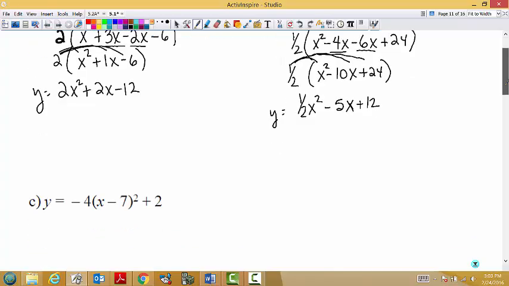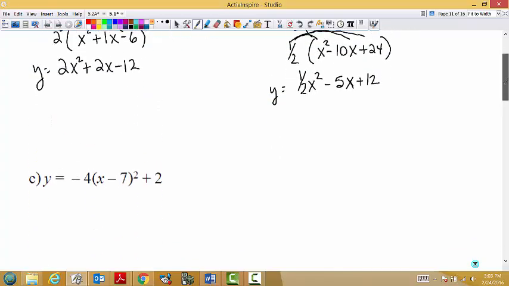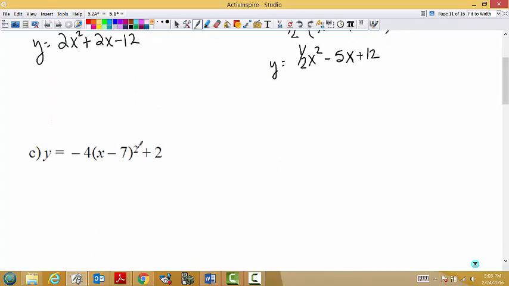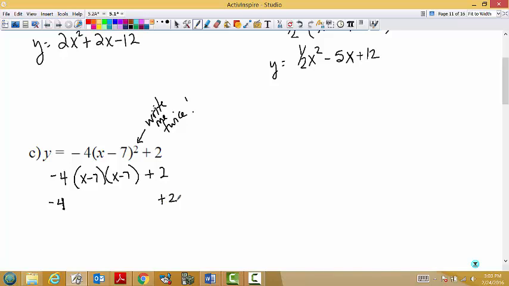Okay, let's go ahead and do C. Alright, this one is similar to what we just did a second ago with the squared. When you see that squared means write me twice. Okay, so I bring down my negative 4. I'm going to write the x minus 7 2 times and bring down the plus 2. The negative 4 and the plus 2 are just going to stay out here. Okay, and we're going to distribute.